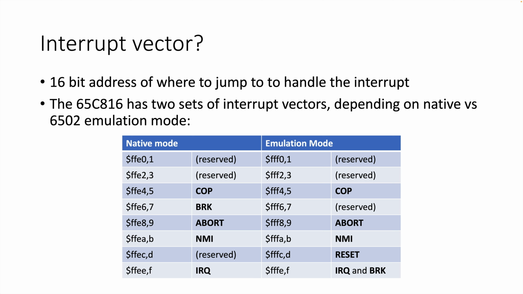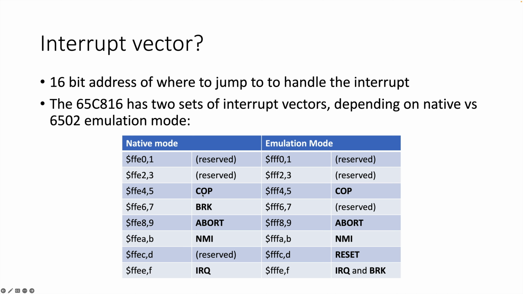It's a 16-bit address of where to jump to handle the interrupt. The 65816 has two sets of interrupt vectors depending on whether it's running in native mode or in 6502 emulation mode. So if you look at this table, on the right we have the 6502 emulation mode, and those vectors are identical to those of the 6502. And on the left we have the vectors when in native mode.